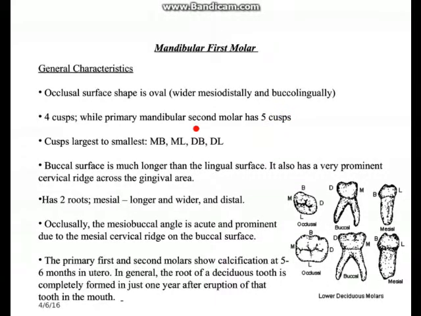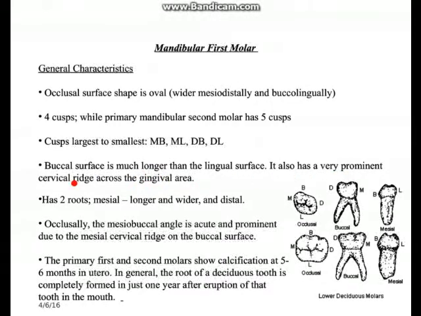So I think it is safe to assume that the primary second molars, whether maxillary or mandibular, are going to resemble the permanent molars in terms of the oblique ridge, in terms of how many cusps they have, everything. Okay. So in this case, cusps largest to smallest: mesiobuccal, mesiolingual, distobuccal, distolingual. Don't get confused over here, okay? So just look at the occlusal pattern or the occlusal view of the tooth and just remember these many important points. The buccal surface is much longer than the lingual surface, okay?